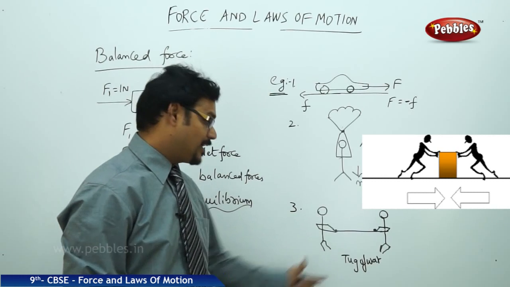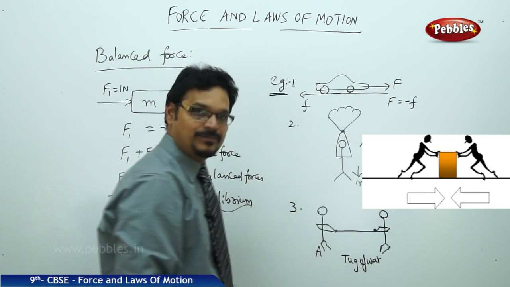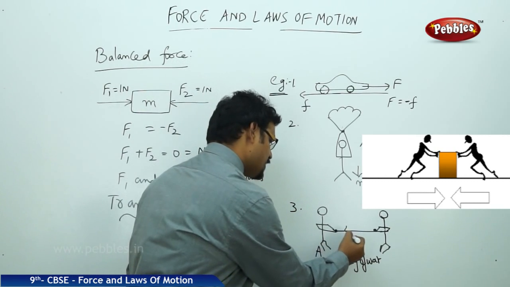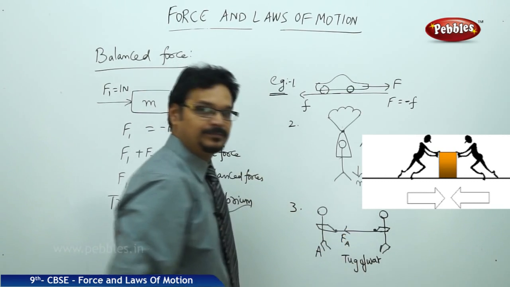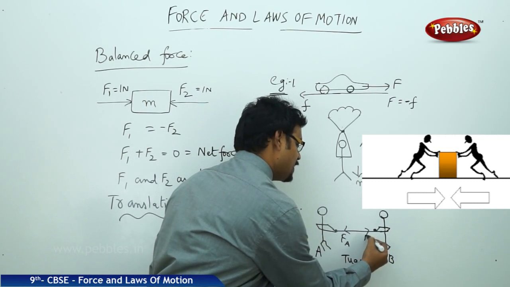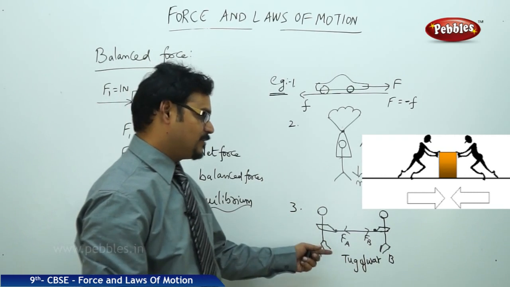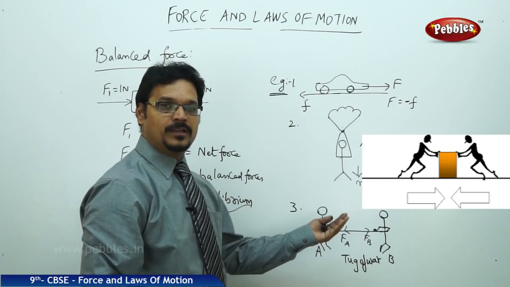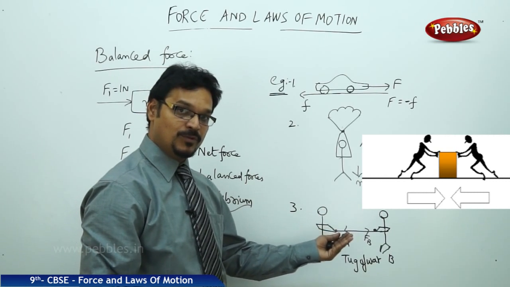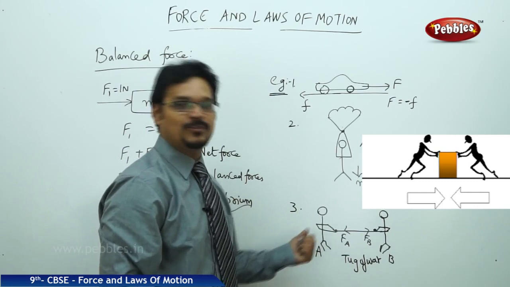See the third example, tug of war. This person A is applying a force towards him. Say the force is Fa. Person B is also applying a force towards him. Say the force is Fb. If Fa is more, then person B moves towards the left side. If Fb is more, person A moves towards the right side.